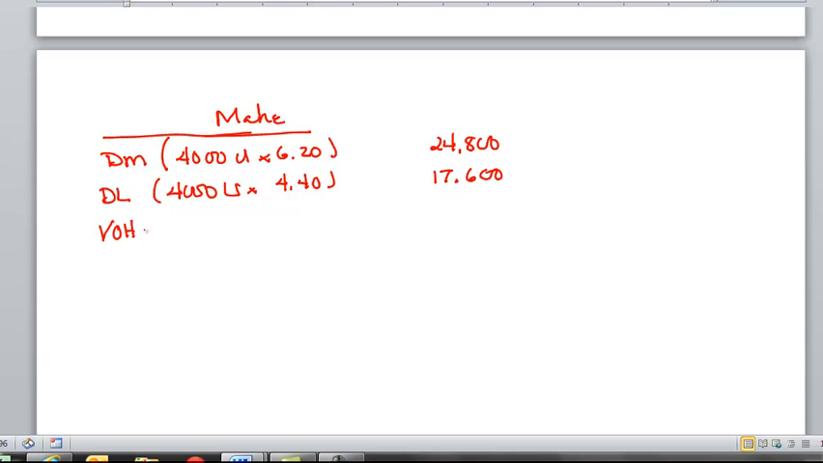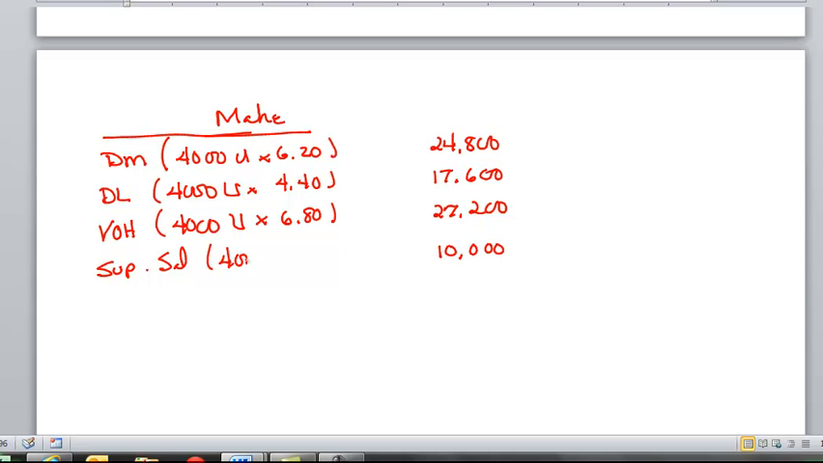Our variable overhead for the 4,000 units is $6.80, or $27,200. The supervisor salaries is $10,000. We got that by taking 4,000 units times $250 a unit.